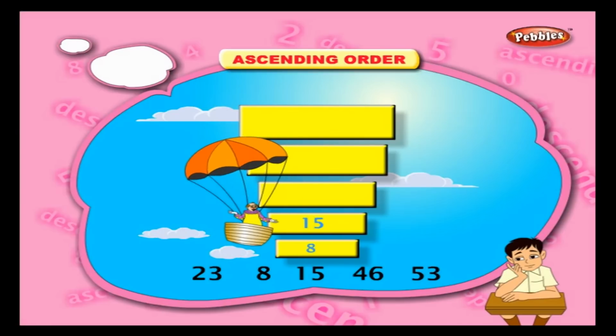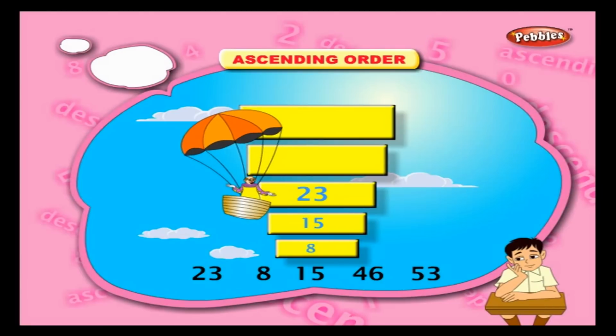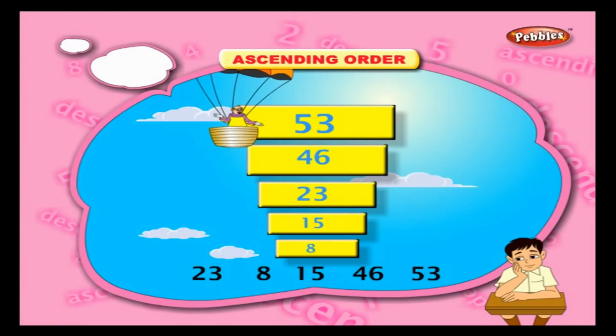First comes 8, as it is the only one-digit number. Next comes 15, as it has only 1 ten and 5 ones. Next comes 23, with 2 tens and 3 ones. Next comes 46, with 4 tens and 6 ones. And finally 53, as it has the highest number of tens, that is 5 tens and 3 ones.